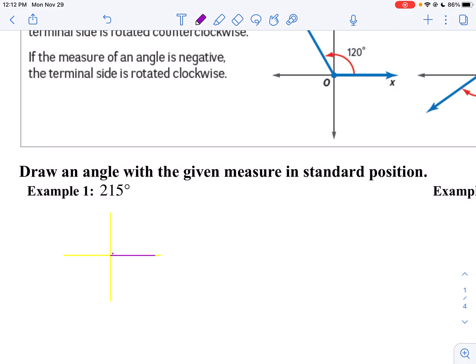Now if I go 215 degrees, well I know here's 90, here's 180, and then here's 270. Well, 215 is going to be between 180 and 270. So here's my angle, which is going to be 215 degrees. Or I can think of it as 180 plus another 45 degrees from the x-axis.